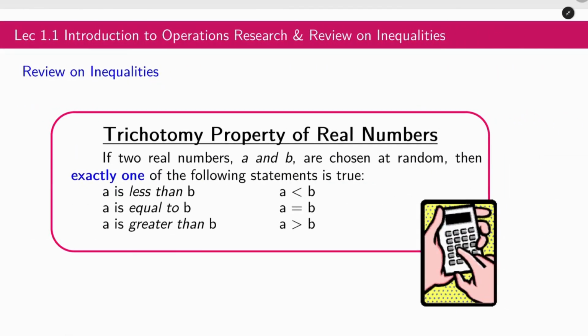Trichotomy property of real numbers. If two numbers A and B are chosen at random, then exactly one of the following statements is true: A is less than B, A is equal to B, or A is greater than B. Halimbawa, bumunot ka ng dalawang numbers, 7 at saka, let's say, 100. Isa lang yung pwede nating mailagay dito sa gitna. So, in this case, it's less than.